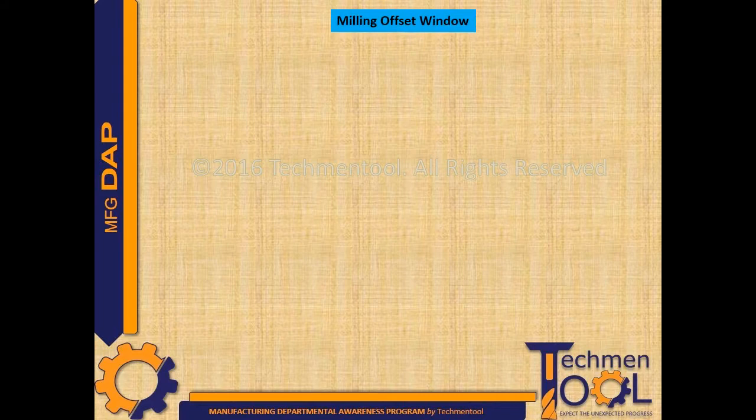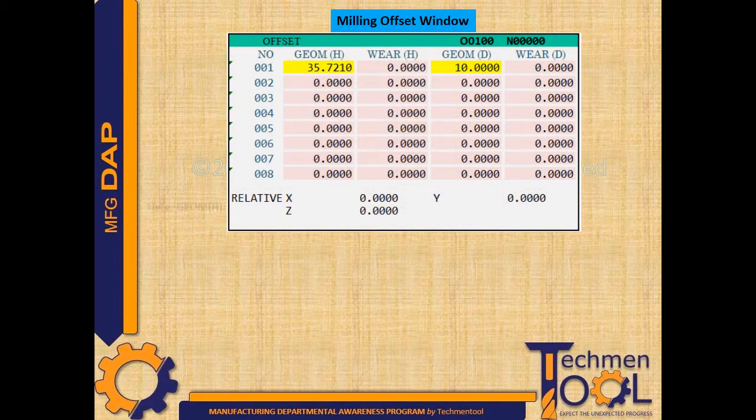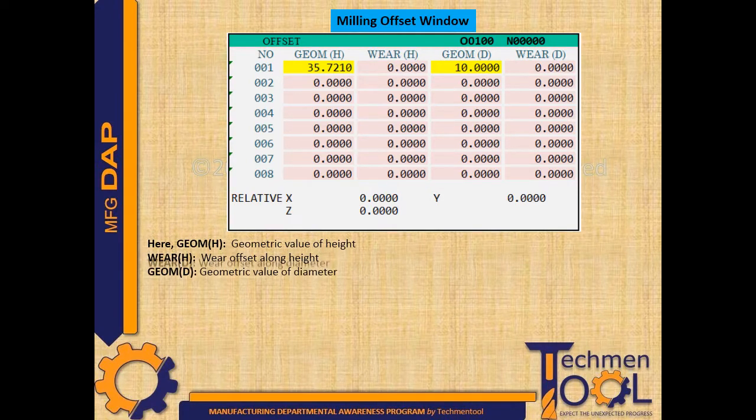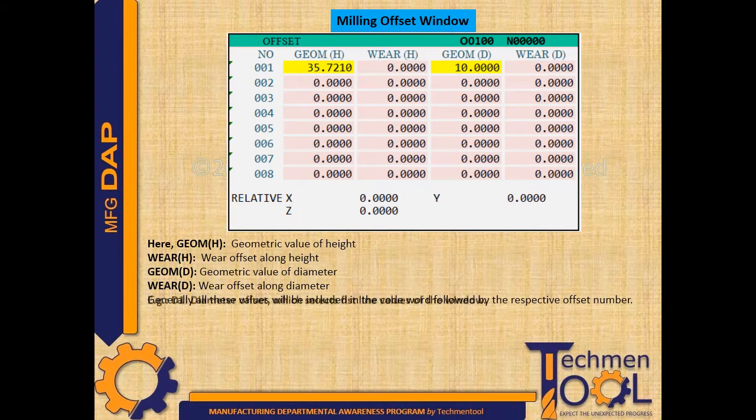This is the sample offset window for a milling machining center. Here, Geom H is the geometric value of height. Wear H is the wear offset along height. Geom D is the geometric value of diameter. Wear D means wear offset along diameter.